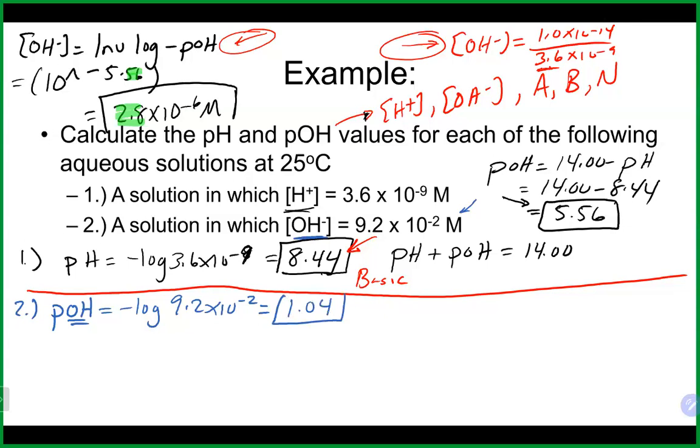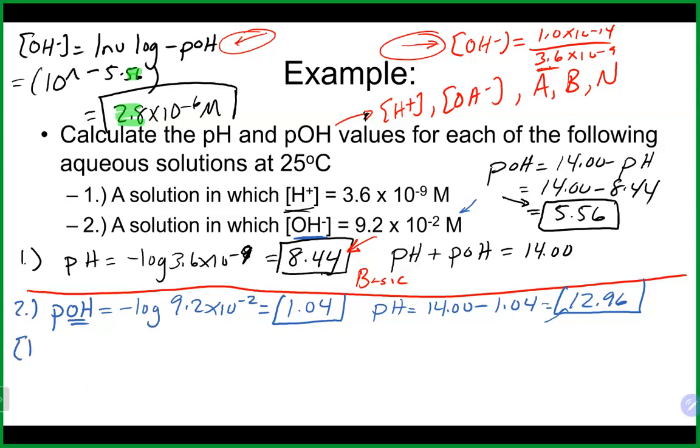That's going to give me a 1.04 as my POH. Once again, now that we have the POH, we could get the pH by subtracting from 14, which is probably the easiest way. So the pH in this case would be 14 minus the POH, which is 1.04. That's going to give us a 12.96 here on our pH. And once again, as I mentioned earlier, you could use your KW to get to the H plus, but I'm going to do the same calculation as I did previously to get to the H plus using the pH.